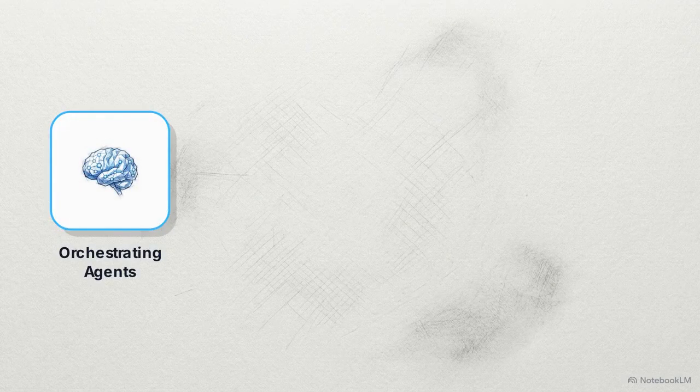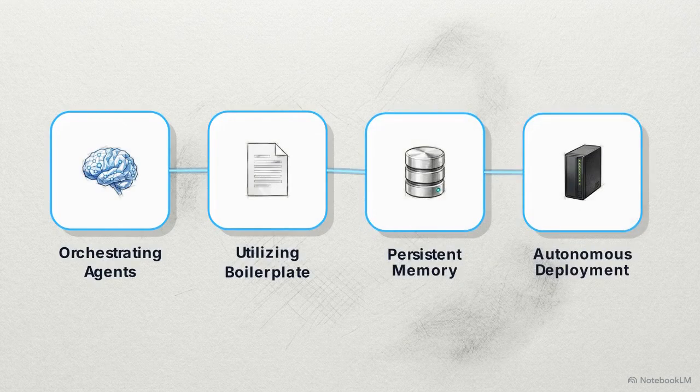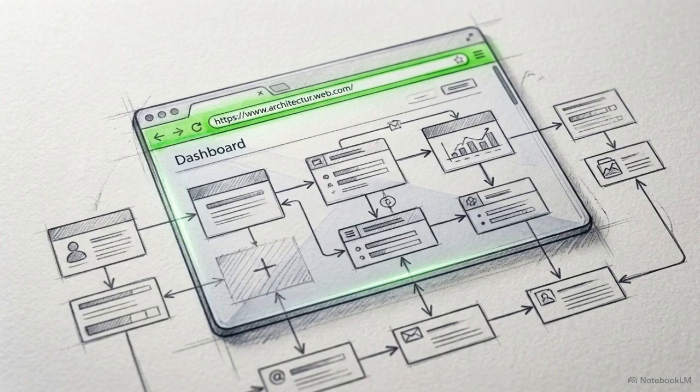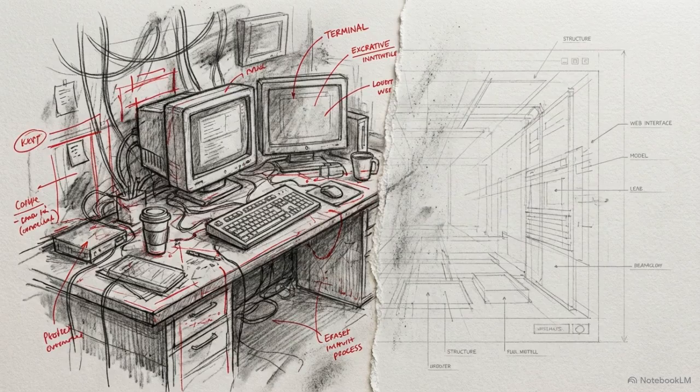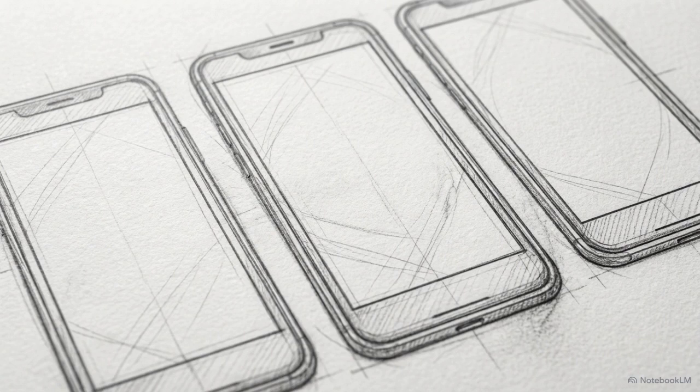By following this sequence, orchestrating agents, utilizing boilerplate, wiring persistent memory, and deploying autonomously, you end up with a live URL running on your own custom domain. You transition from a text-heavy terminal demo that only works on your laptop to a fully authenticated web application ready for public traffic. This stack produces real results.